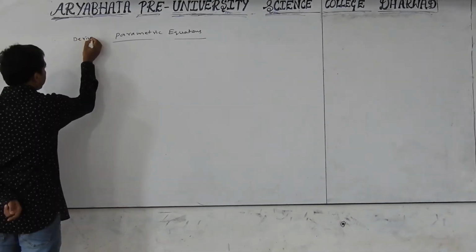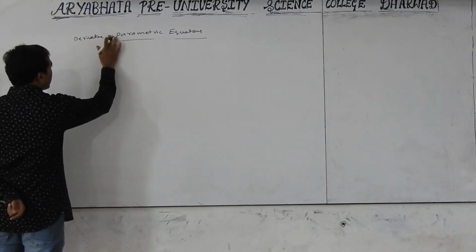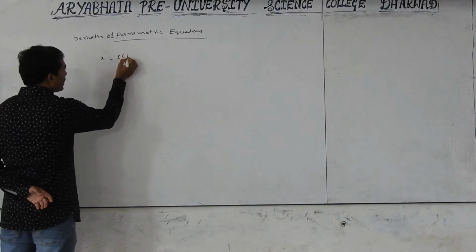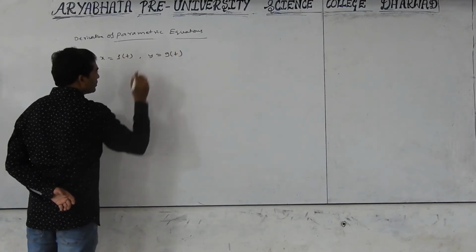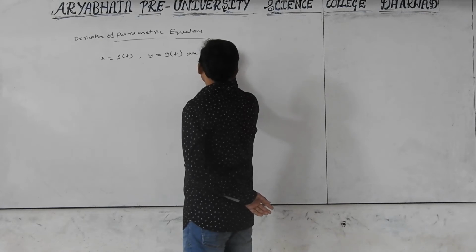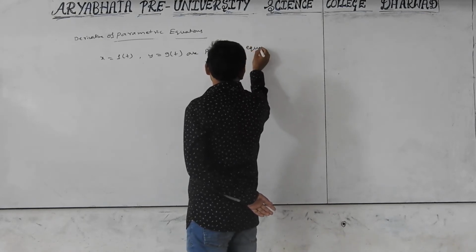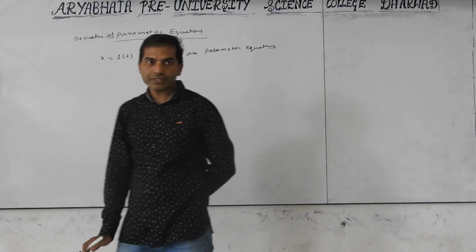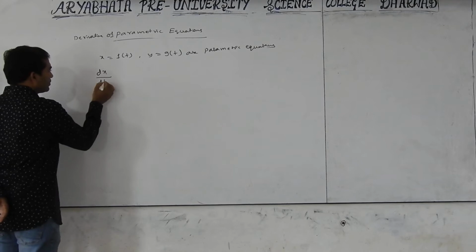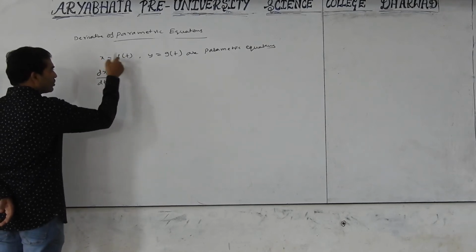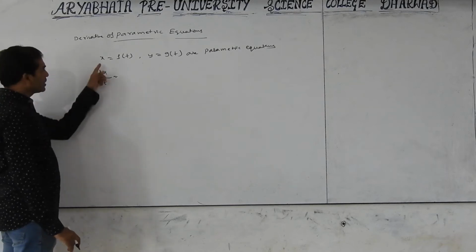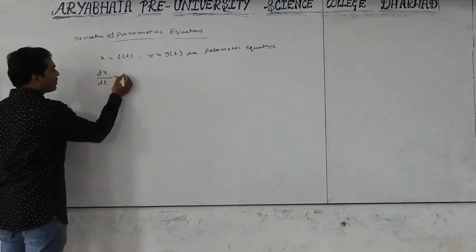Okay? Derivative of parametric equation. Let x is equal to f of t, comma y equal to g of t. These are called parametric equations. So if we have parametric equations, how can we find the differentiation? How can we apply differentiation? dy by dx. Separately we should find dx by dt. x is in terms of t, so you apply differentiation with respect to t on both sides, not x. Apply differentiation with respect to t. dx by dt equal to f dash t.